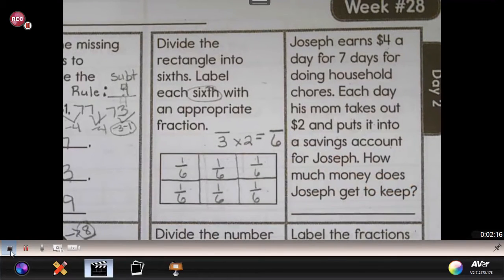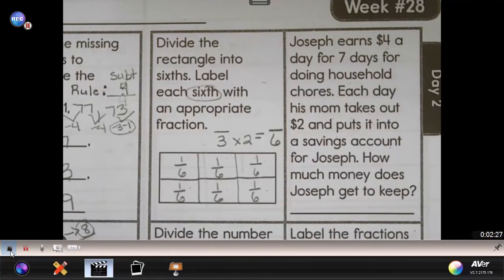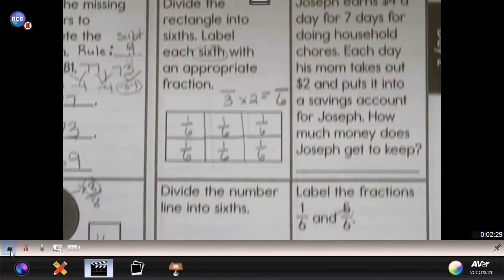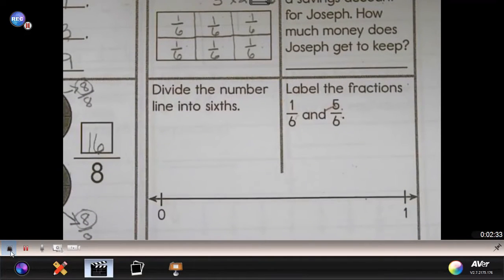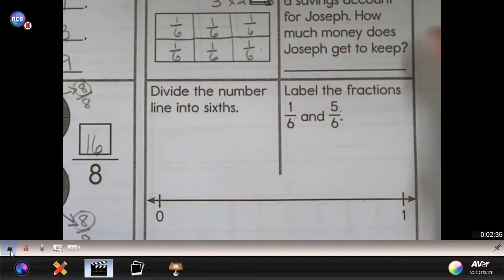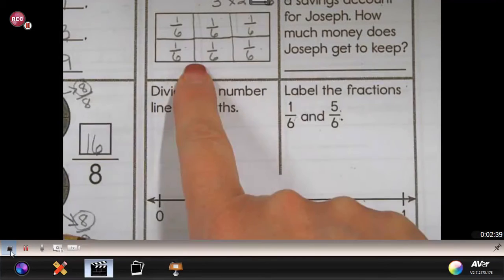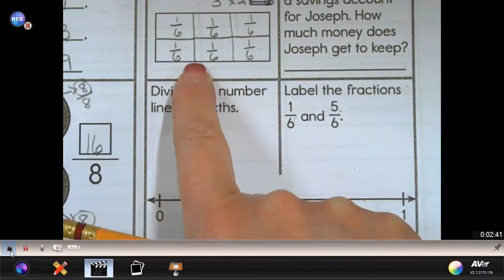So they don't tell us how many parts to shade. We just need to be able to know that each one of these is one of the 6 pieces. Now, to go with that, I think I'm going to skip the word problem and go down here, since it kind of goes with the same idea of breaking our whole into 6 equal parts. So here's that rectangle. That rectangle is broken up into 6 equal parts.